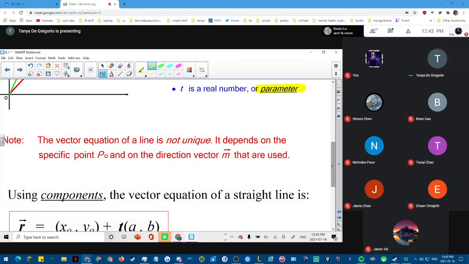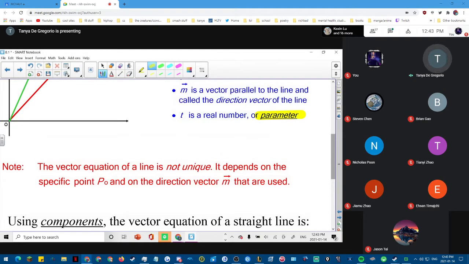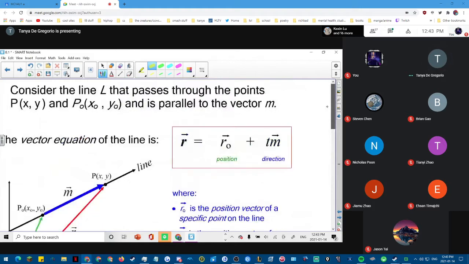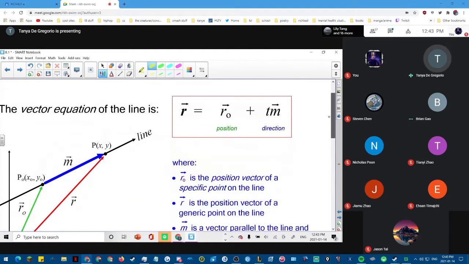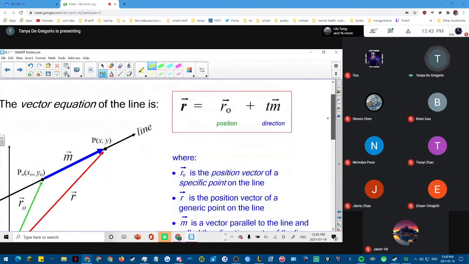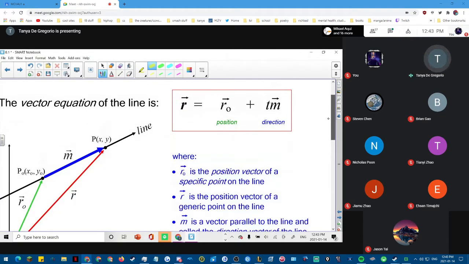What does this mean? When I say that this vector equation is not unique, what does it mean? Means you can have many other ones. Good. So this is not the only way that we can define this line. I can define this line in an infinite number of other ways. And the reason is there's an infinite number of points on this line. So I can define this line starting at any point. And as long as I use a direction vector, I'm still going to be on the line.